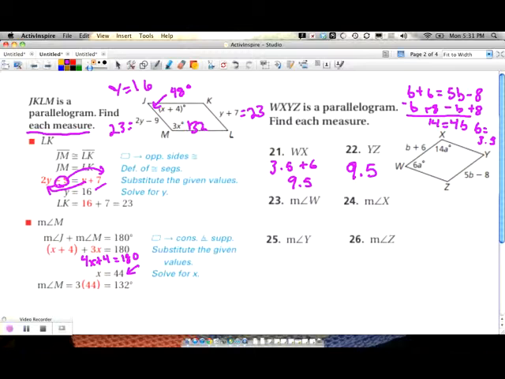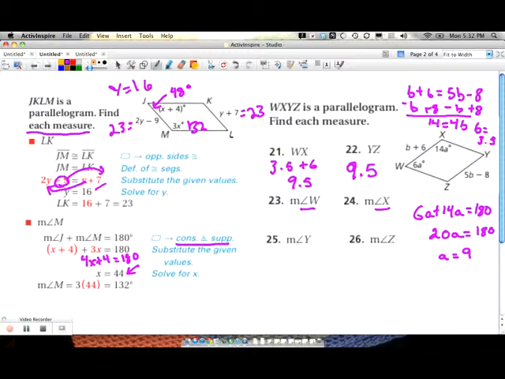Now when I look at the angles, angle W and angle X, trying to put those together, I need to know what A is. So I need to know the relationship between these two angles. Well, I know that 6A and 14A are consecutive angles, and because consecutive angles are supplementary, I can add those together and make them equal 180. So 6A plus 14A equals 180. In total, that means 20A equals 180. 20 goes into 180 how many times? 9, so A equals 9.